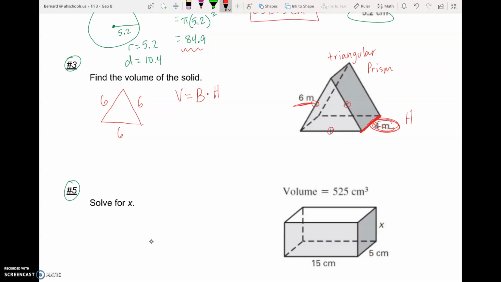But now we have to find big B. So we need to find the area of this triangle. Remember, the area of a triangle, little base times height divided by 2. So we do have a base.